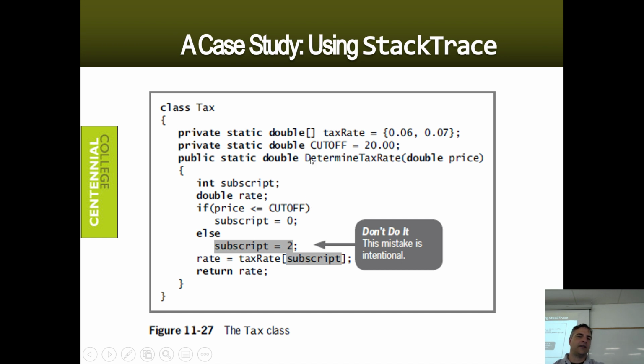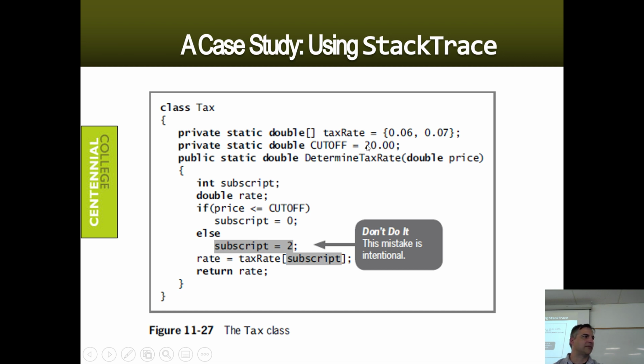Here's a bad situation. I've got a double tax rate with two elements, 0.06, a tax rate of 6%, and a tax rate of 7%. Okay, good. And I've got a cutoff of 20, let's just say, so the maximum tax rate is 20%.